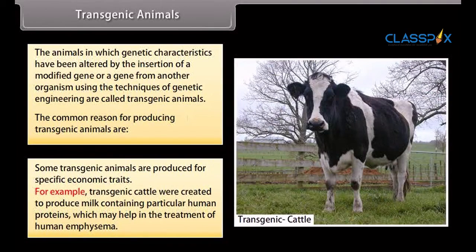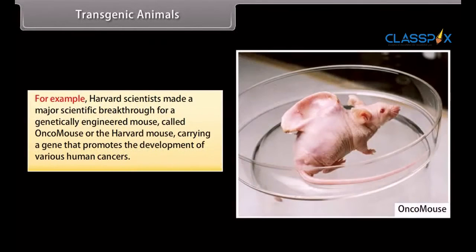For example, transgenic cattle were created to produce milk containing particular human proteins which may help in the treatment of human emphysema. For example, Harvard scientists made a major scientific breakthrough with a genetically engineered mouse called the oncomouse or the Harvard mouse, carrying a gene that promotes the development of various human cancers.